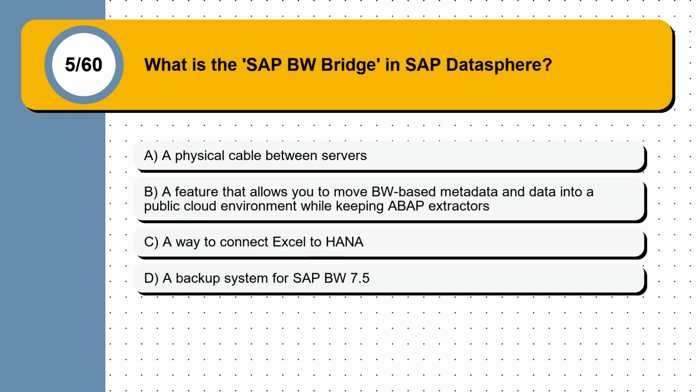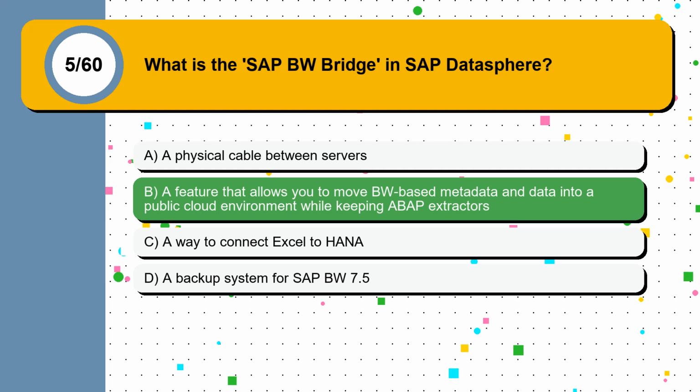Question 5. What is the SAP BW Bridge in SAP Datasphere? Option A, a physical cable between servers. Option B, a feature that allows you to move BW-based metadata and data into a public cloud environment while keeping ABAP extractors. Option C, a way to connect Excel to HANA. Option D, a backup system for SAP BW 7.5.